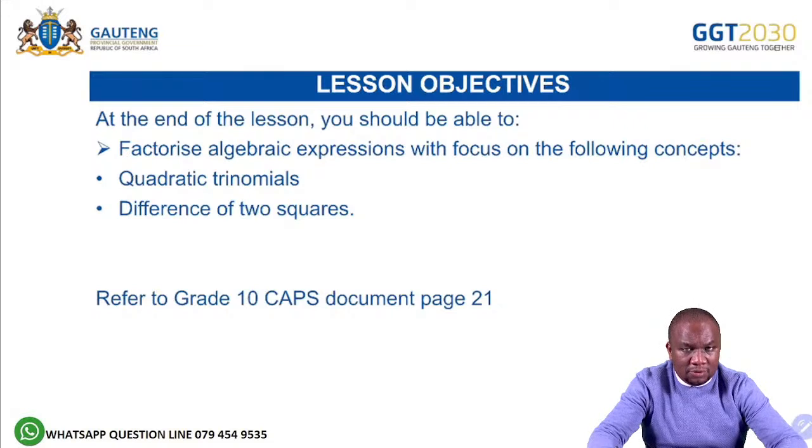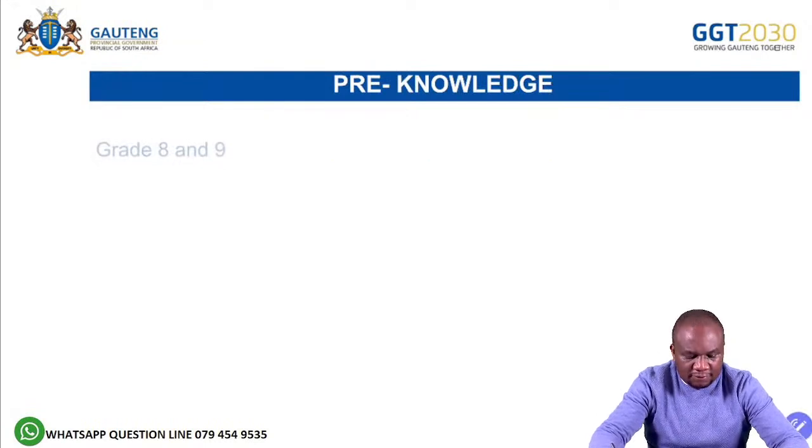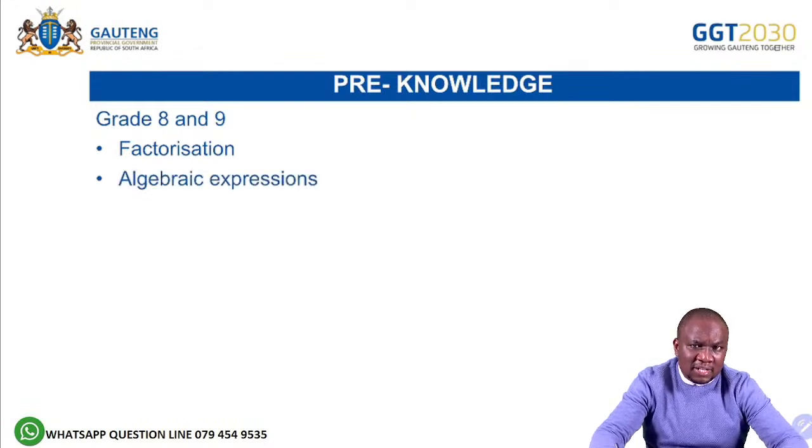Okay, you know the square numbers? Yes, difference of two squares. We're going to look at that. We have done factorization in grade 8 and 9. It's not a new thing. We're going to use our knowledge about factorization in this lesson. We've done algebraic expressions in general in grade 8 and 9, isn't it? So what we learned in grade 8 and 9 is going to be used in this lesson.